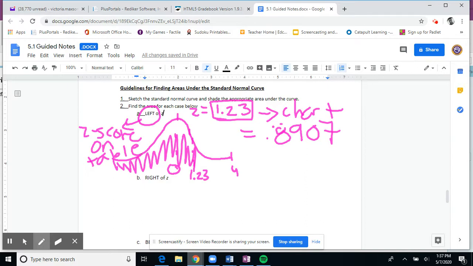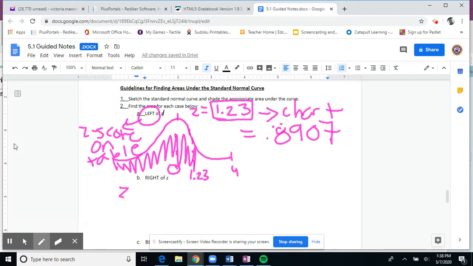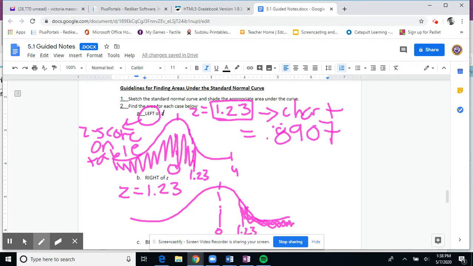So next, what if we want to find the area to the right of z, where z is 1.23? What that is going to look like, drawn out: here is my middle, 0. Here's 1.23. To the right would be this area. So all of this area is to the right of that number.